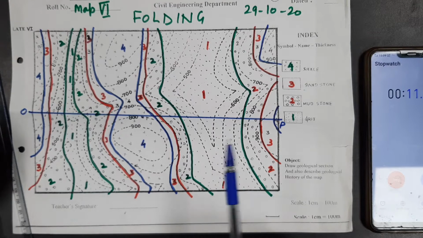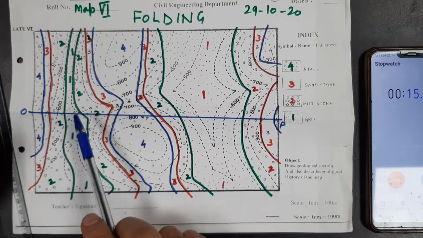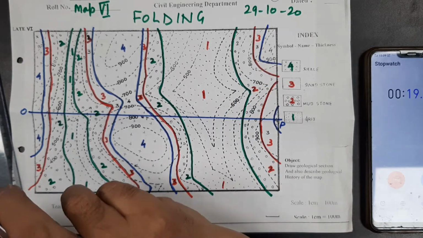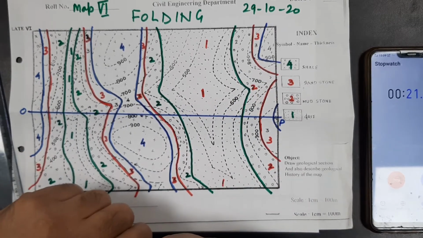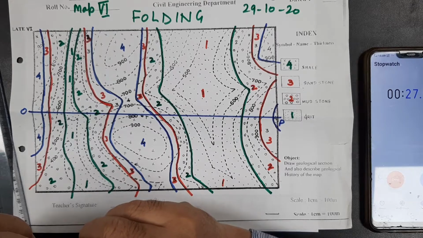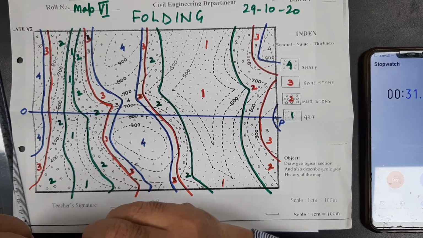So we have 4 rocks, but in all we have 11 or 12 contacts. 1, 2, 3, 4, 5, 6, 7, 8, 9, 10, 11, 12 contacts. We have 12 contacts and 4 rocks. This has never happened in any of our maps. This is happening here just because of repetition of the rocks. The same rocks are getting repeated.